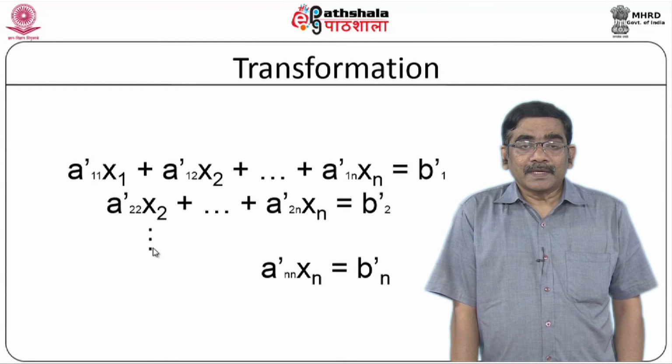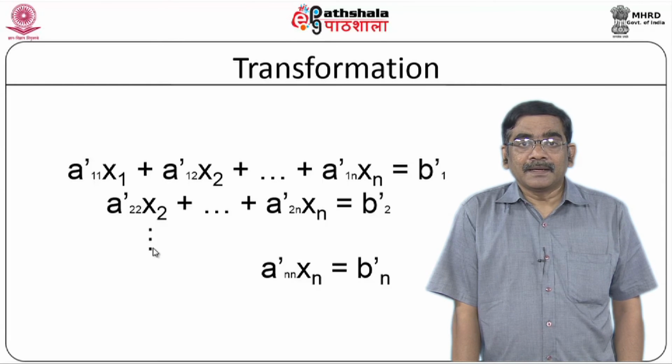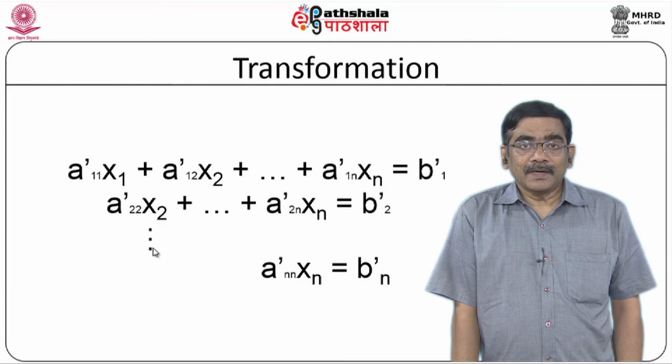Then we are going to keep a22 and eliminate all the corresponding coefficients in the other equations. Continuing in this manner, the last equation is going to be a(n)n xn equal to bn prime. So, this is what the transformed problem is going to be. Now you can see very well that you have an upper triangular matrix, which is more amenable to solution. Now I can use back substitution and solve this problem.